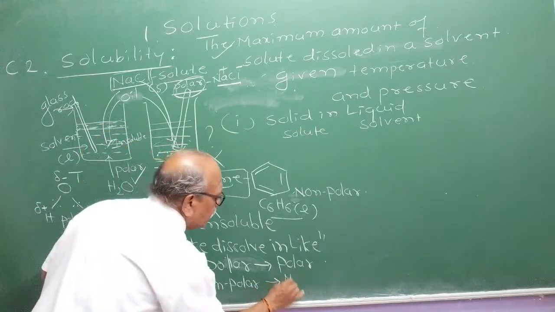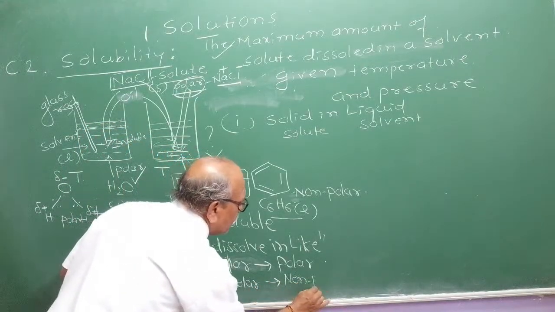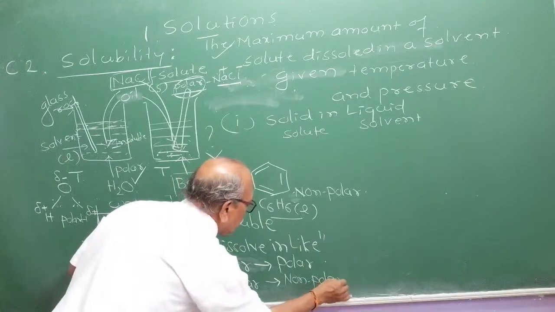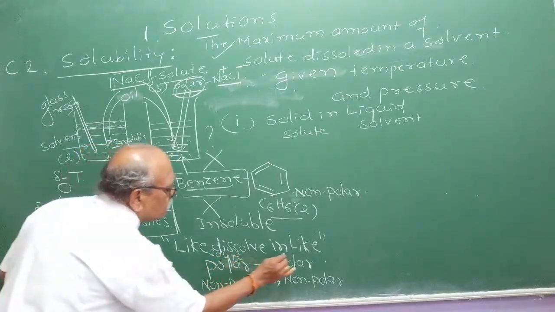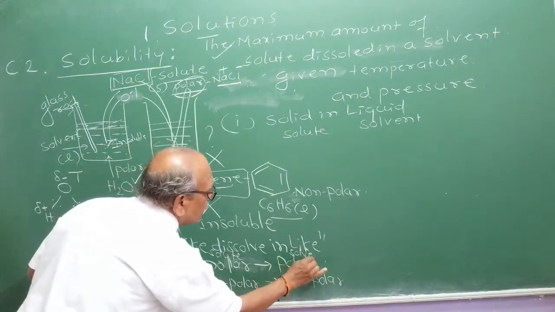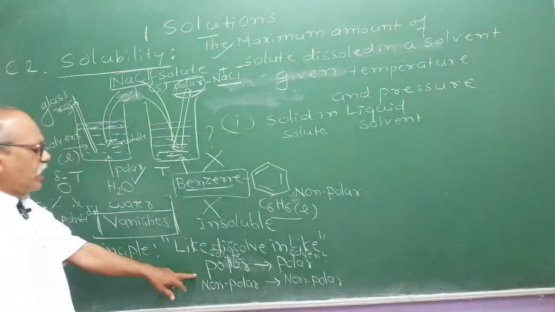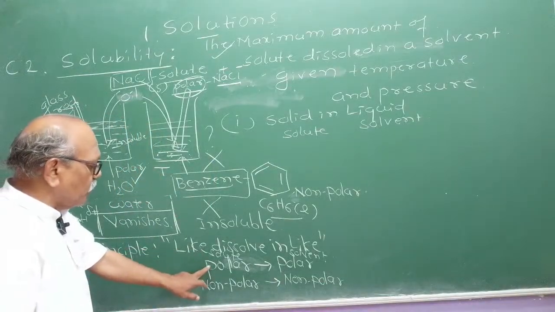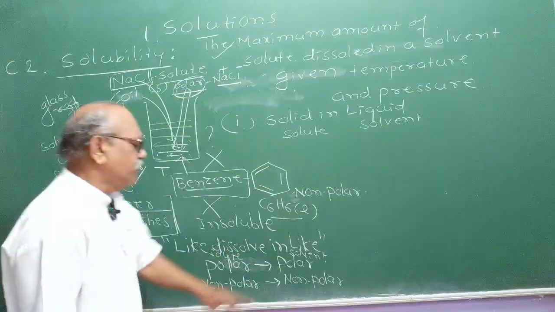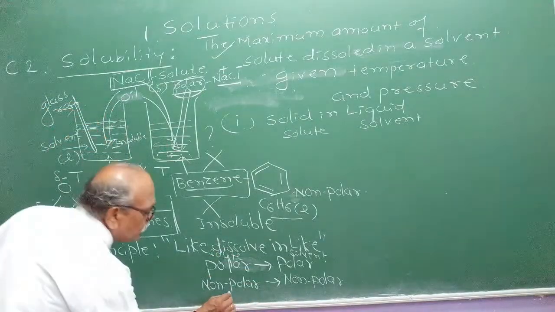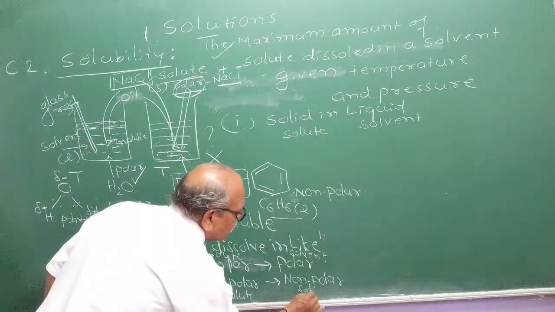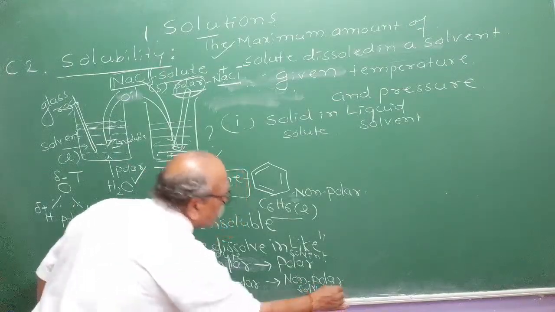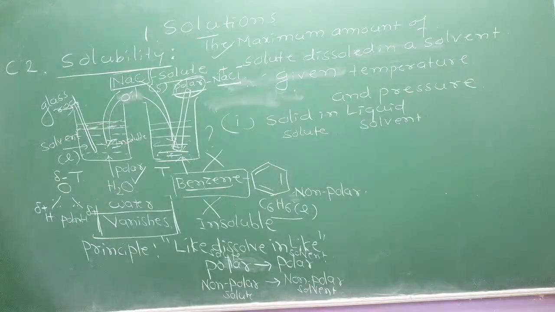Non-polar dissolves in non-polar. Here, the solute is the substance being dissolved, and you see the solvent. The meaning is that a polar solute dissolves in a polar solvent, and a non-polar solute dissolves in a non-polar solvent. That is the principle of solubility. I hope you understood the principle of solubility.